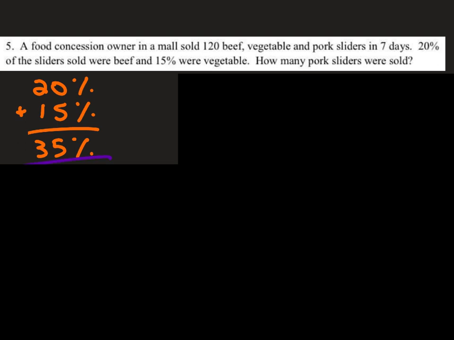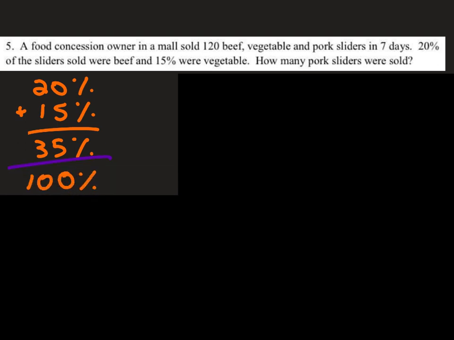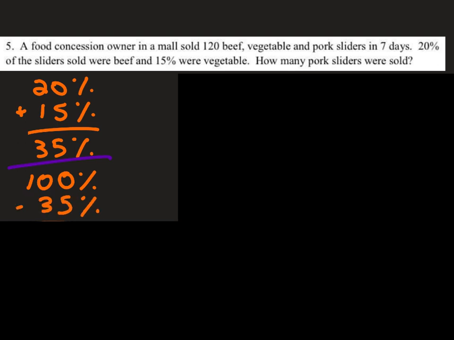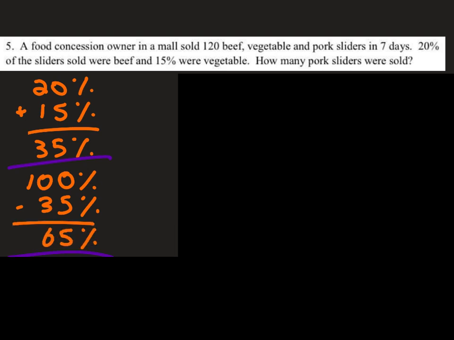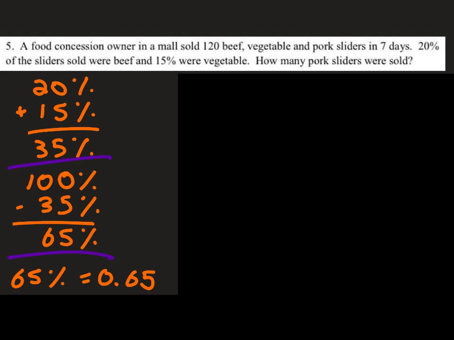So we're saying, okay, what's that full 100% of all of the food that he sold? Take away the 35% that was the vegetable and pork. I'm sorry, vegetable and beef. So the 35% that was vegetable and beef, you take that away from the full 100%, and what you find out is 65% is left over, and then that must be the percent of the 120 that he sold that were pork. So we need to convert that into a decimal in order to calculate it.